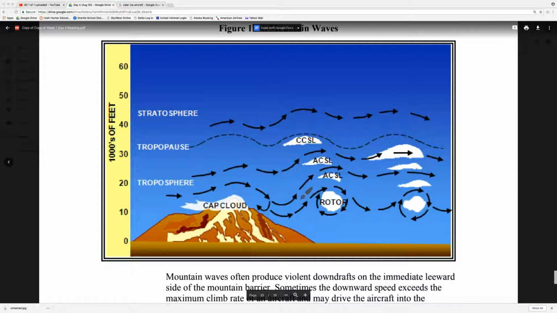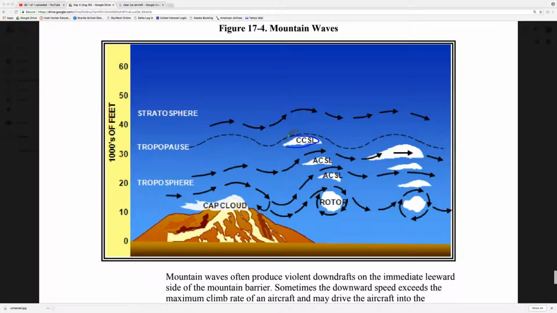Some indications of mountain wave turbulence. You'll see cirrocumulus standing lenticulars. You'll see the altocumulus standing lenticulars. Or you may see what we call a rotor cloud. Rotor clouds are also one of those ones that we're going to see in our METARs. Rotor clouds, bad, bad, bad, bad, bad.